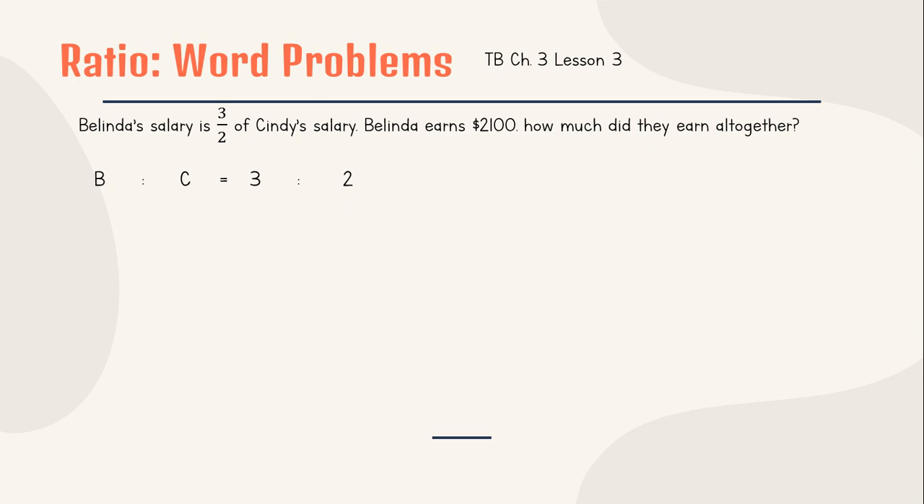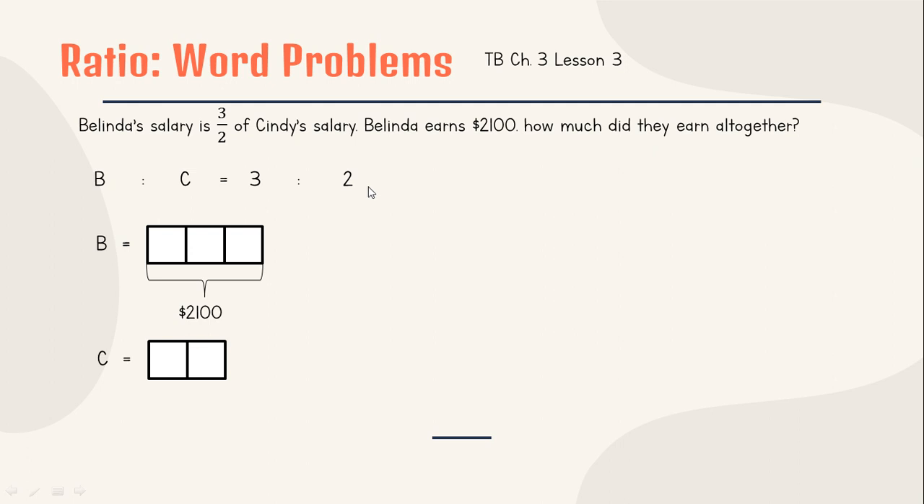After that, go and draw your model. Belinda has how many boxes? 3, because it is 3. So 1, 2, 3. Do we know how much that is? Yes, Belinda earns 2,100. So put it here. After that, Cindy. Cindy has how many boxes? 2. 1 and 2. Is there any information about how much Cindy earns? Nope. Only Belinda. And now our question is how much did they earn all together?